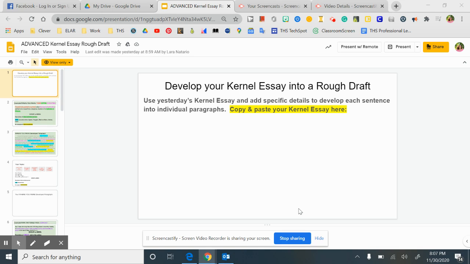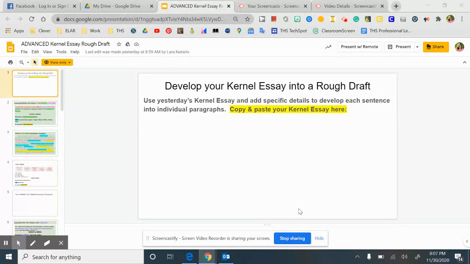Good morning, guys. We're going to talk about our next step in using the kernel essay that we created yesterday. We are now going to develop our kernel essay into a rough draft. So we're going to use yesterday's kernel essay and add specific details to develop each sentence into individual paragraphs. Copy and paste your kernel essay here on this slide.